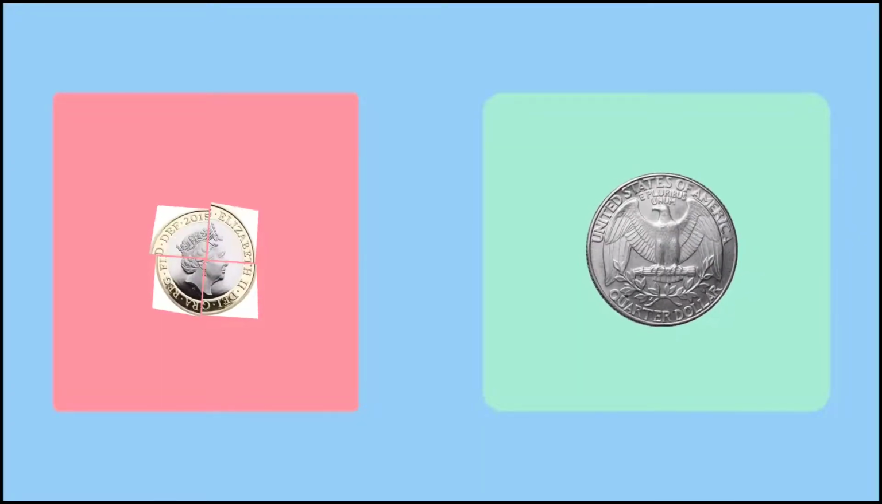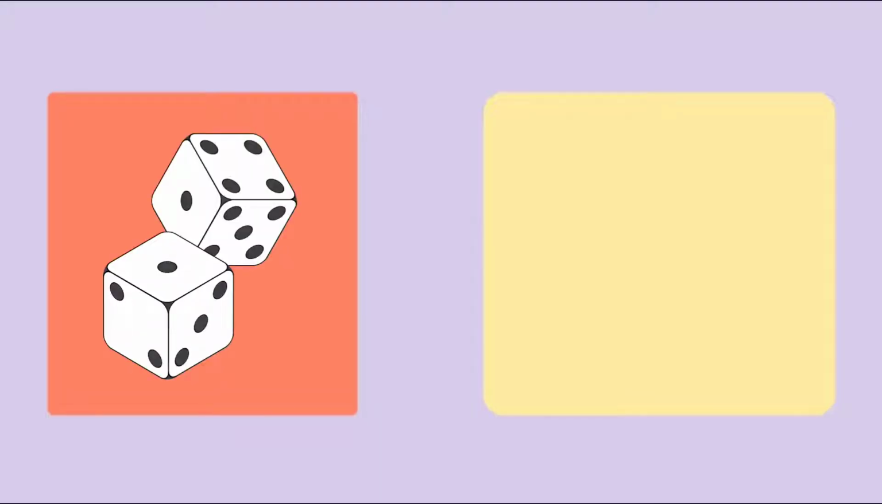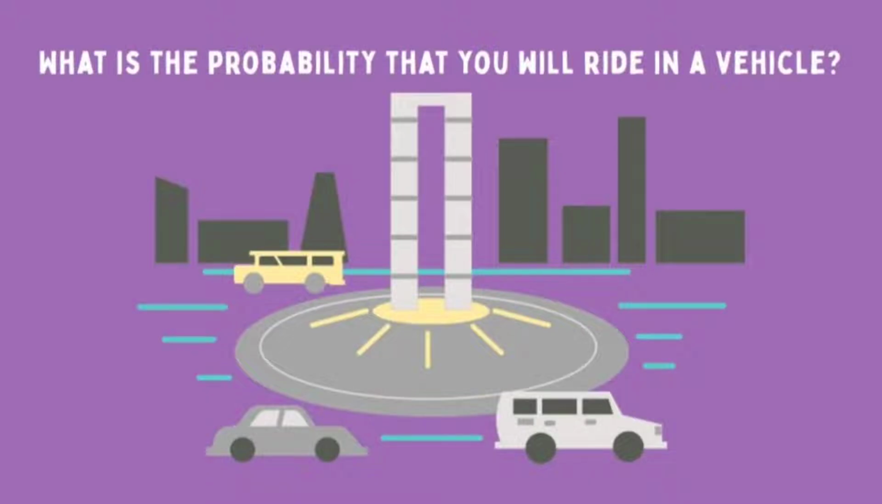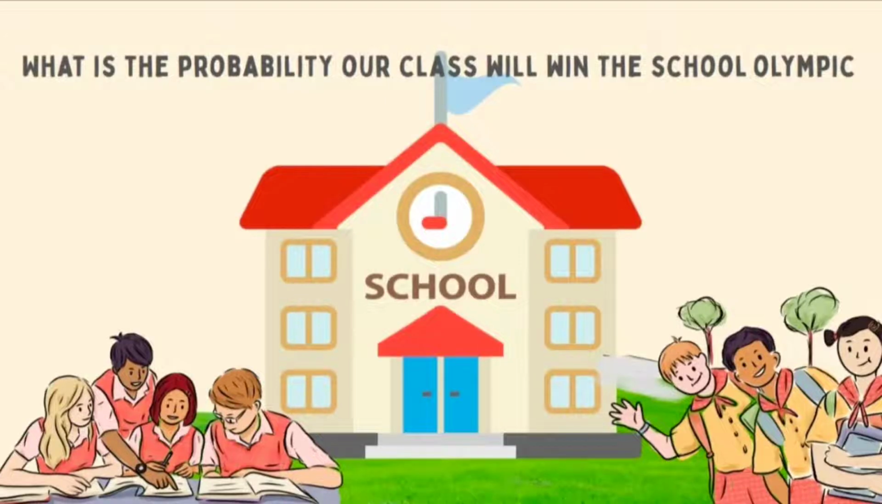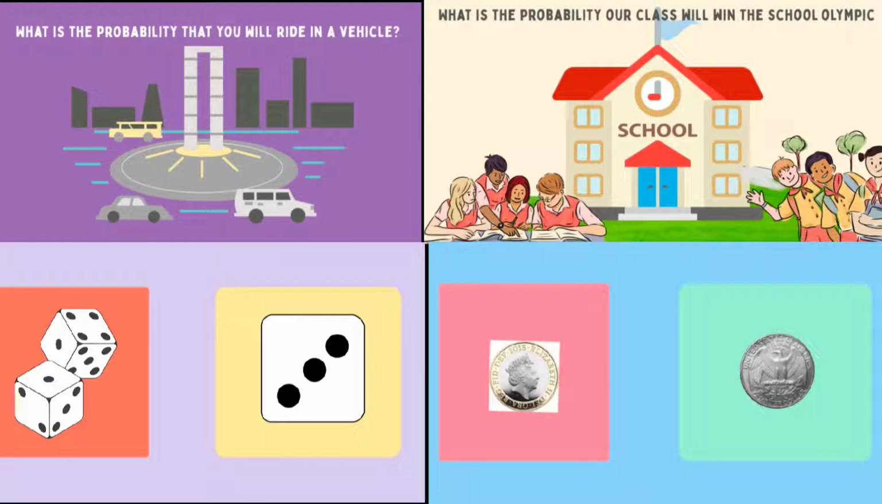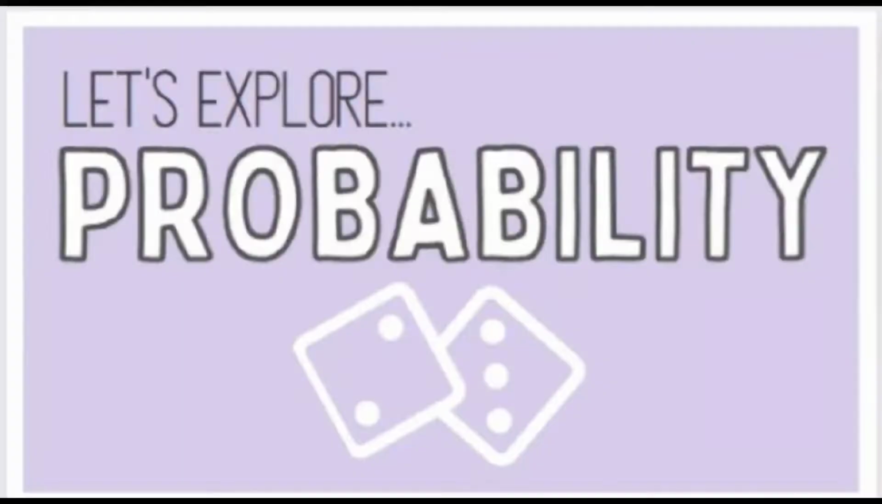First of all, have you ever thought about if you toss a coin, what is the chance you'll get a head? Or if you roll the dice, what is the chance you will get 3? Or what chance that you will ride in a vehicle? Or maybe you might think it's going to rain today, or it's highly likely that our class will win the school Olympic. Well, in all these events, there is some uncertainty, this randomness, because we're not sure of the result, and for this, we use the concept of probability.